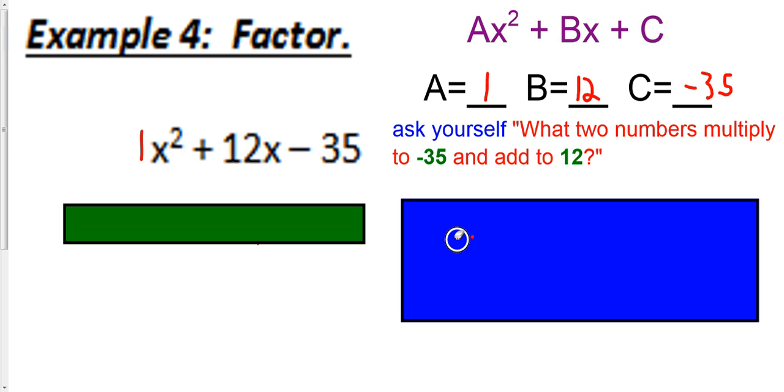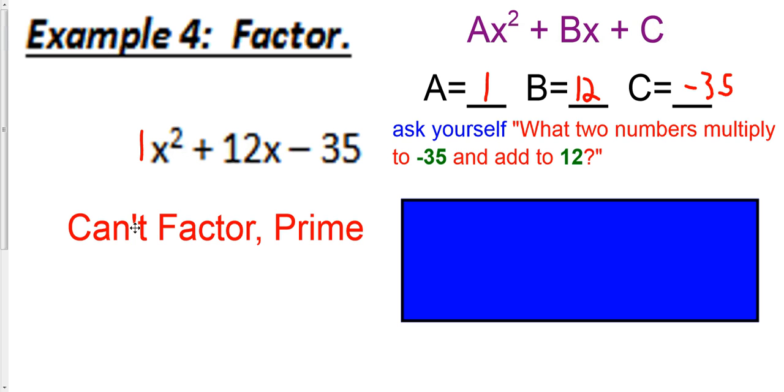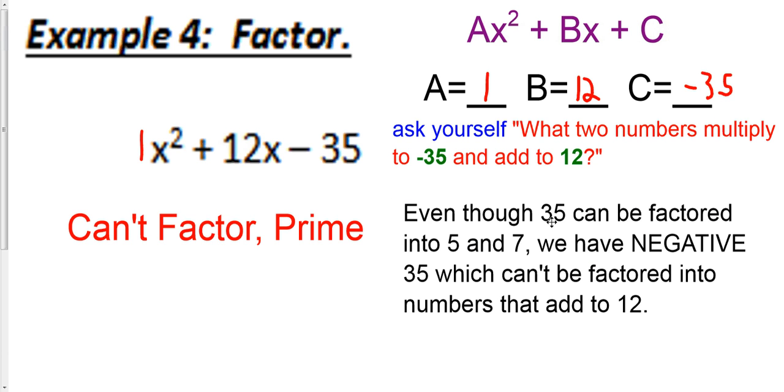There are no two numbers that will multiply to negative 35 that add to 12, which means we can't actually factor this one. So we would say we cannot factor it, or you can say it's prime. This is the smallest or the most factored form it's going to be. So even though 35 can be factored into 5 and 7, we have negative 35, which can't be factored into numbers that will add to 12. So it is, in fact, prime, or another way of saying that, you can't factor it.